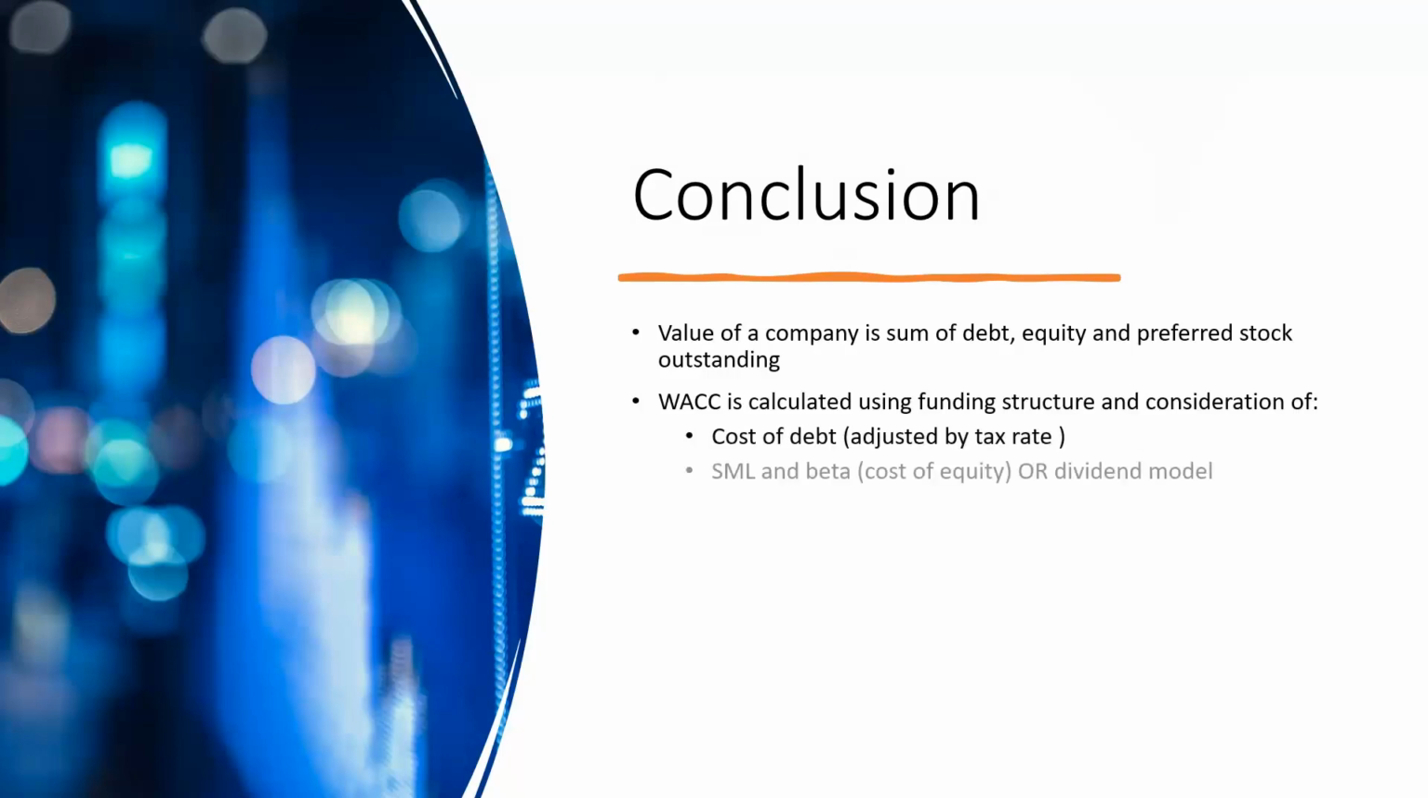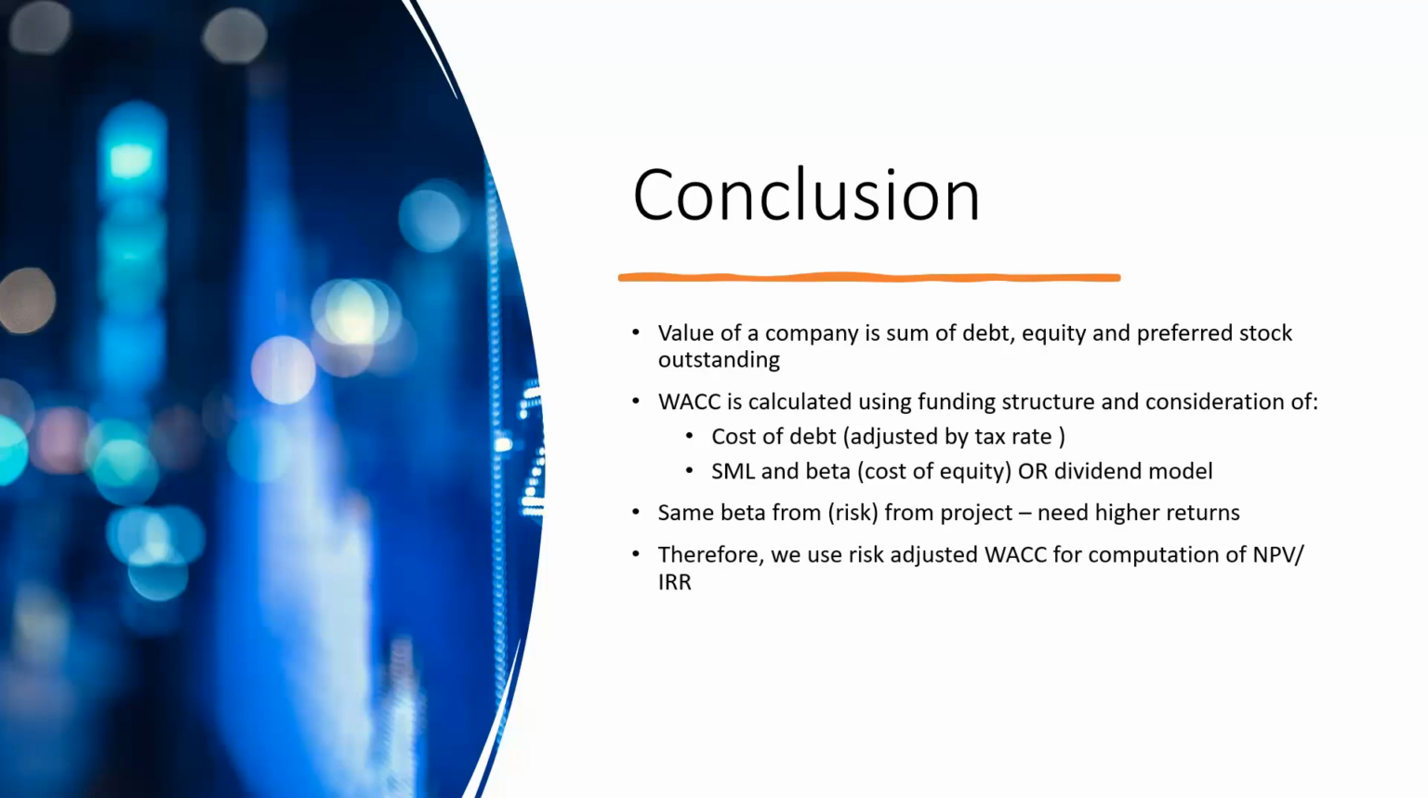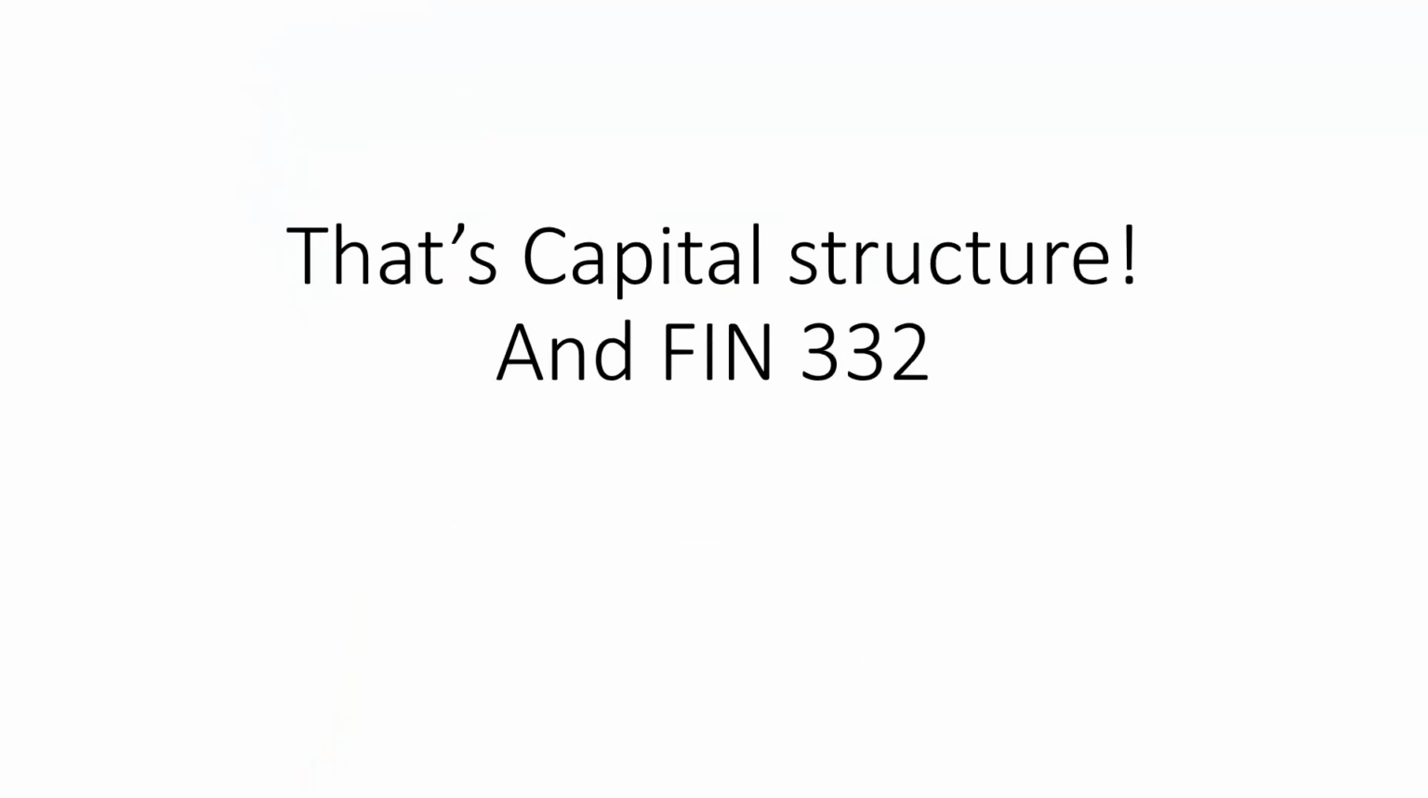So cost of debt, which is adjusted by the tax rate, comes from the accounting department. Security market line and beta comes from risk management. Same beta from project, we need higher returns than what we have. Therefore, we use risk-adjusted weighted average cost of capital for the computation of net present value and internal rate of return. If NPV is greater than 0, the project is profitable. If IRR is greater than WACC, it's also profitable. And that is the end of discussion of capital structure.